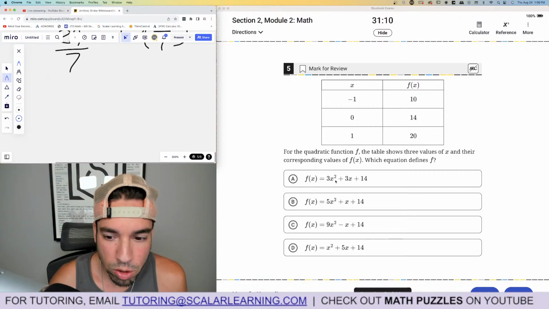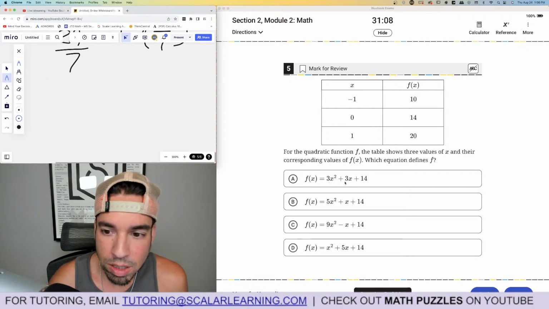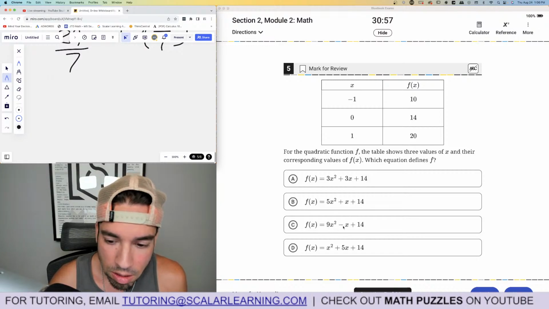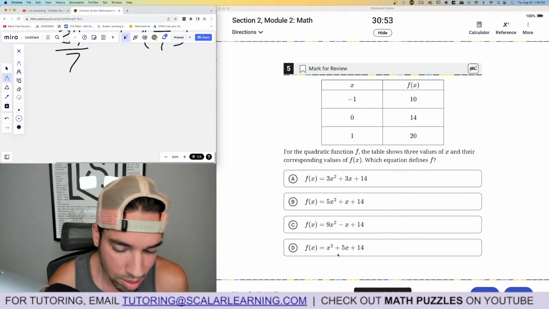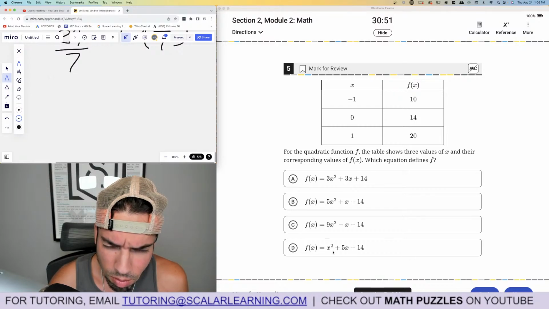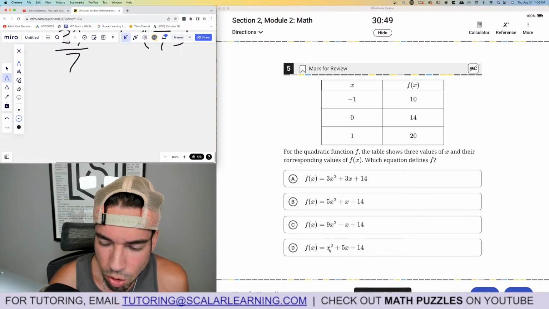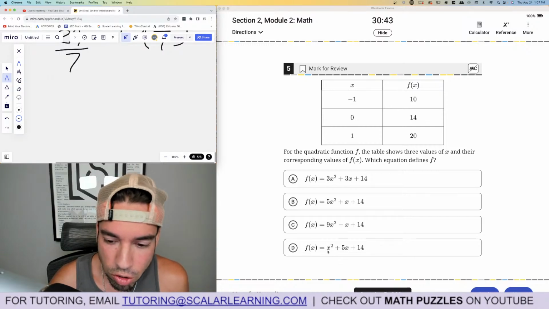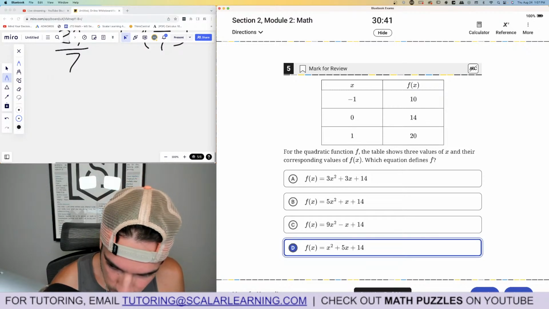So -1 squared is 3 plus -3 is 14. So A is out. -1, 5 plus -1 is 4 plus 4 is 18. B is out. -1, 9 plus 1 is 10 plus 14 is 24. That's C, so I guess it's got to be D, right? So it's 1, -5 is -4. Yeah, it's D. So -1 works here, 0 works here, and 1 works here. D is the winner. Boom, done. Plug and chug.